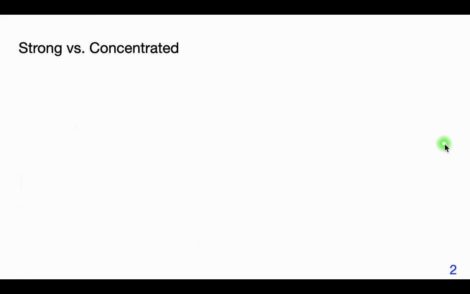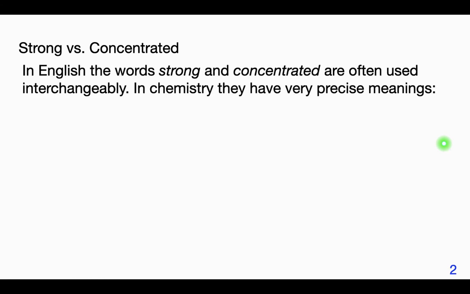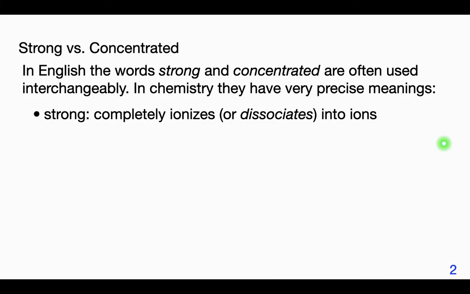Strong versus concentrated. In English, the words strong and concentrated are often used interchangeably. In chemistry, they have very precise meanings. Strong means it completely ionizes or dissociates into ions. So it simply means it breaks apart. Like sodium hydroxide, the sodium and the hydroxide ions would break apart. It's a strong base. It completely ionizes, breaks apart. Or the term dissociate also just means to break apart.